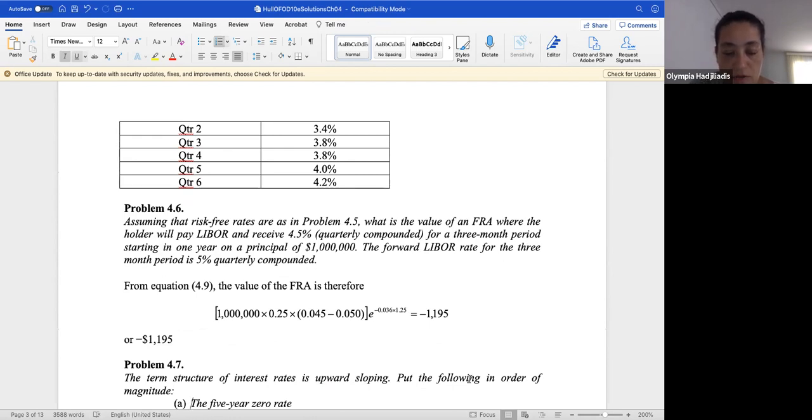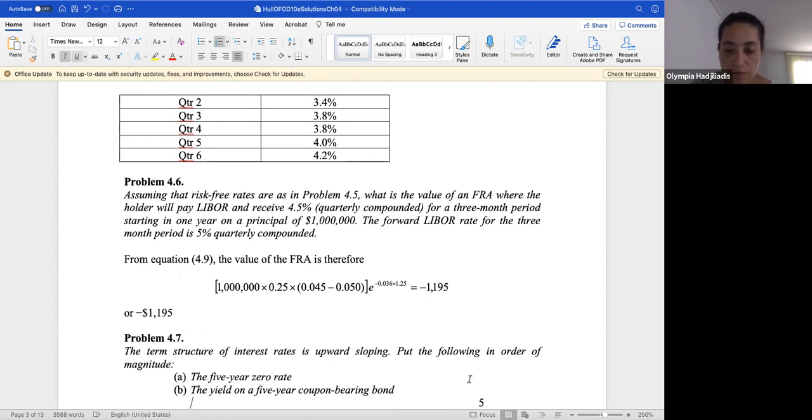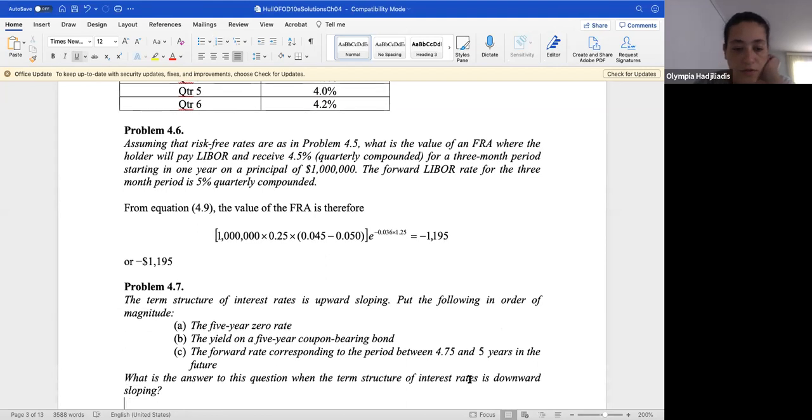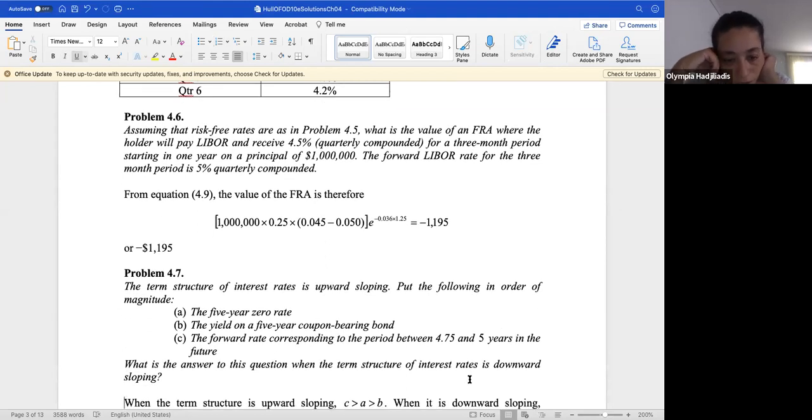The term structure of interest rates is upward sloping. Put the following in order of magnitude: the 5-year zero rate, the yield on a 5-year coupon-bearing bond, and the forward rate corresponding to the period between 4.75 and 5 years in the future. So what is the answer to the question?